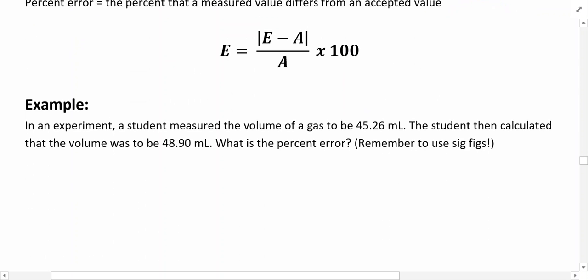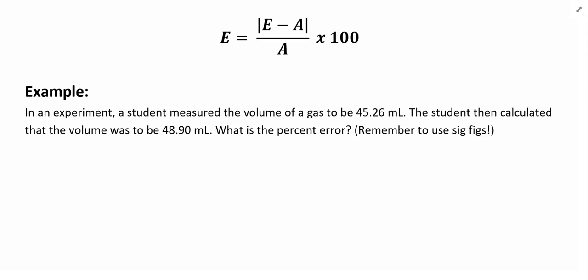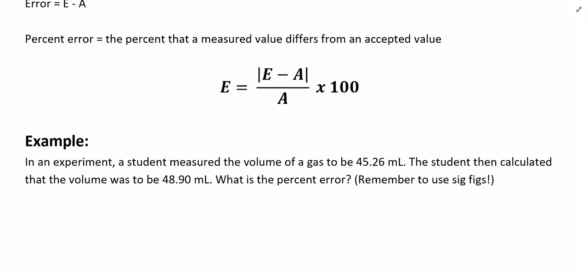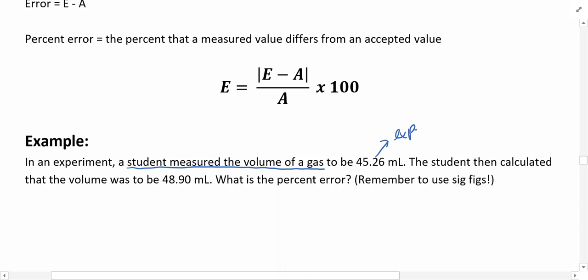But let's take a look at this example. In an experiment, a student measured a volume of a gas to be 45.26 milliliters. The student then calculated the volume to be 48.90 milliliters. What is the percent error? The first thing we have to do is figure out what is the experimental value and what is the accepted value. Notice the word here, that a student measured the volume of a gas, so they measured it in an experiment. This would be your experimental value, while the 48.90 would be your accepted. The experimental is usually the easier one to identify.